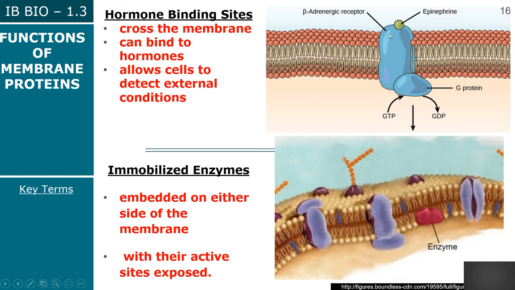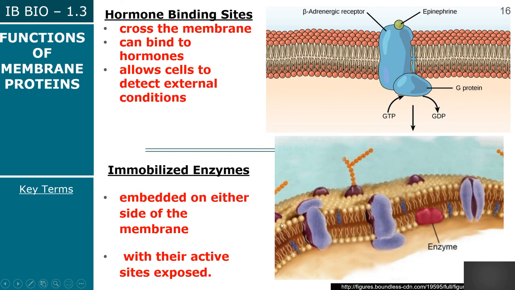It's going to bind those signals on the outside, and then it's going to send that signal through its transmembrane region to its signaling region in the cell and pass that message on. So those are your receptor binding sites.